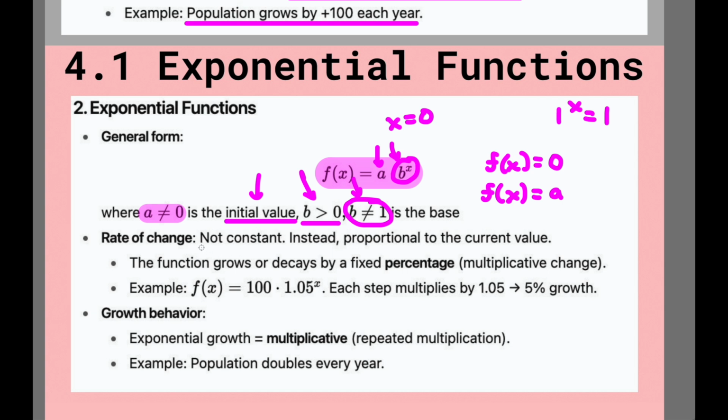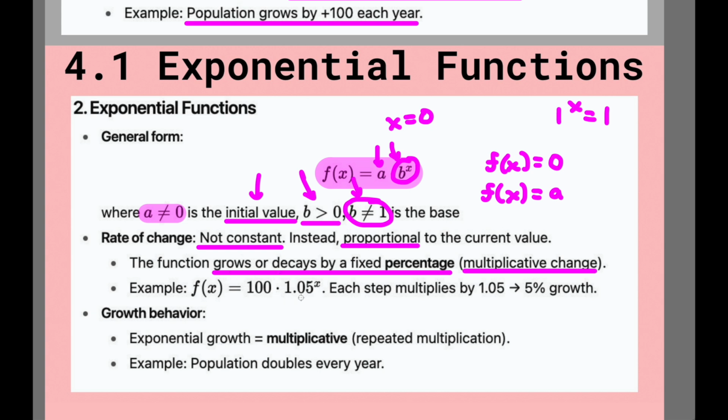So the rate of change is not constant, it's not constantly growing by a specific value. Instead, it's proportional to the current value. Now what does that mean? That means that the function is growing or decaying by a fixed percentage or a multiplicative change. Okay, you're multiplying it by something, and that's what it's going to grow by.